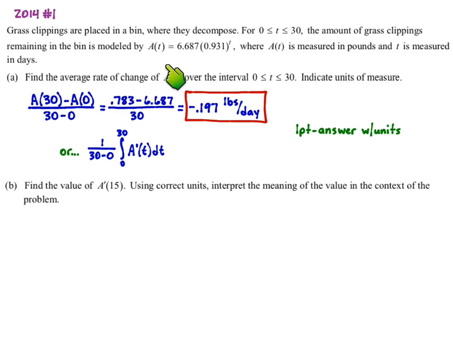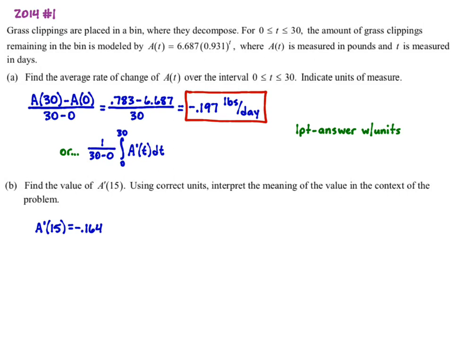To find A prime of 15, we're just going to take the derivative of A and plug in 15. This is purely calculator, so you should not be taking the derivative by yourself. Even though you should be able to, you shouldn't do it on a calculator problem just because you might make mistakes. So just A prime of 15, plugging that into your calculator, the derivative evaluated at 15 is negative 0.164. And then it says use correct units and interpret the meaning of the value in the context of the problem.